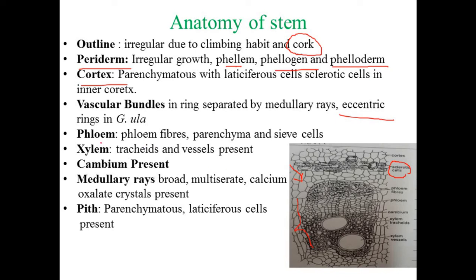As far as phloem, it is with phloem fiber, parenchyma and the sieve cell, while xylem is with tracheids and vessels. No doubt secondary growth is there, that's why cambium is present. And the medullary rays show broad nature, multiseriate, and calcium oxalate crystals are there. And the pith is parenchymatous with laticiferous cells.